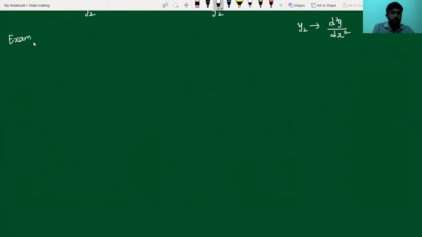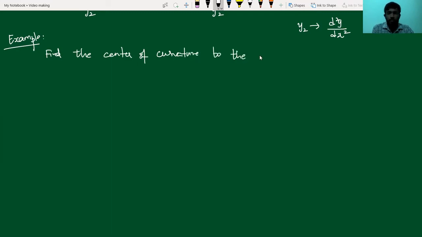Example, find the center of curvature to the curve y square is equal to 12x at the point (3, 6).